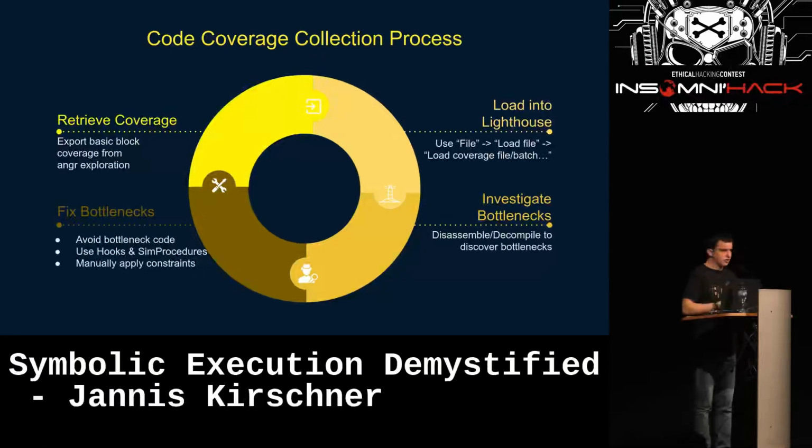A big challenge I had when starting out with Angr was that I had no idea what's going on. It's hard to debug. I just didn't find out where my issues were. And so I came up with a strategy. I found a way how you can export code coverage, which you can simply load into Lighthouse. You can explore the bottlenecks, and you can fix them by, for example, avoiding states that get executed that take up a lot of unneeded time.